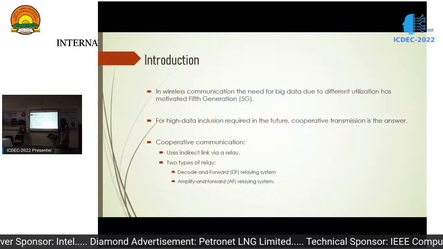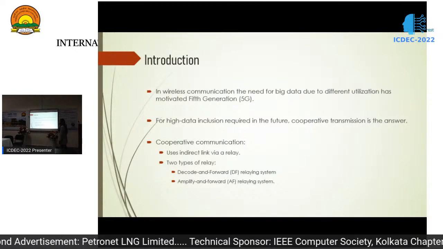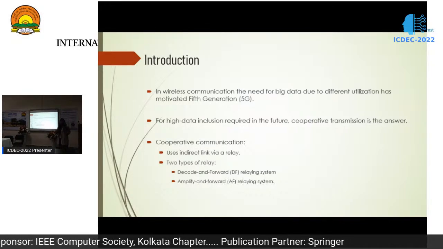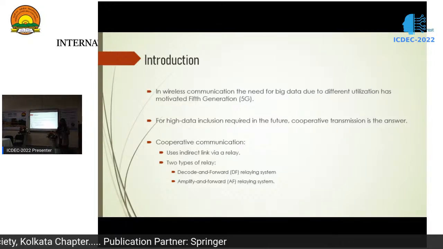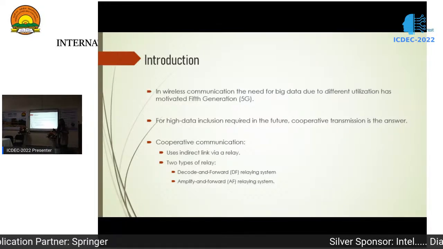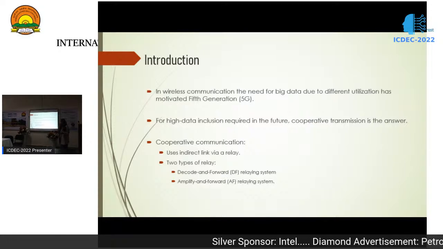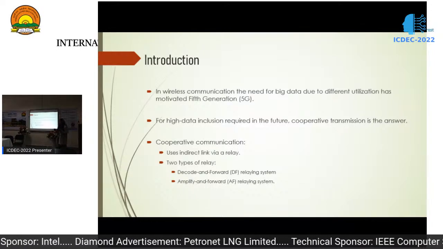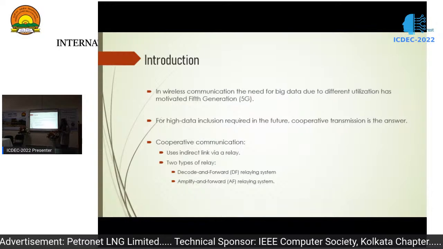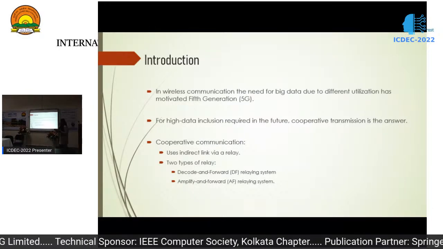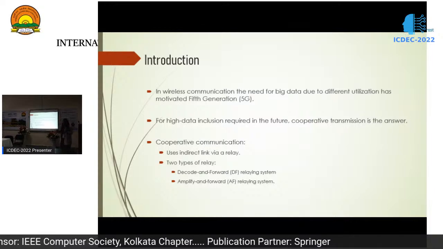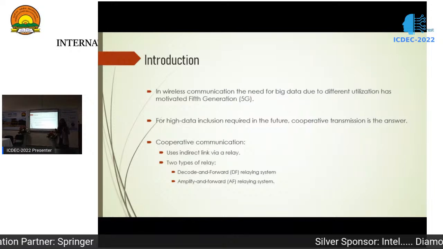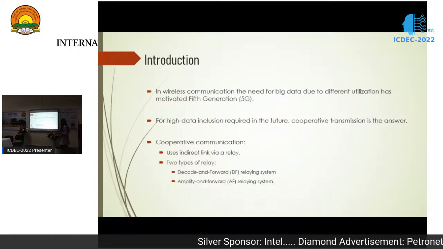This relay can be of two types: a decode and forward relaying system and an amplify and forward relaying system. In decode and forward, the relay receives the message from the source, decodes it, and when it is successful in decoding, it retransmits that message to the destination. Similarly, in amplify and forward, the relay receives a noisy message from the source and amplifies it. On successful amplification, it retransmits that message to the destination. To achieve cooperation, this relay also acts as a source for transmitting the message to the destination.